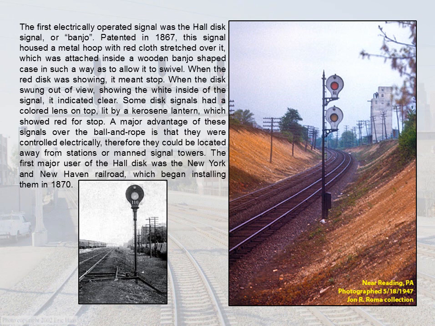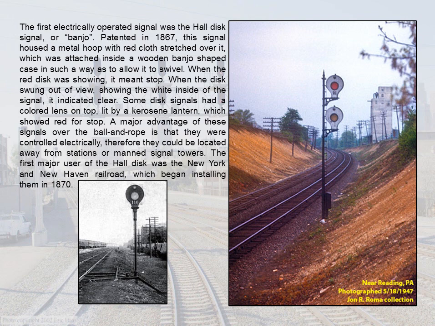The first electrically operated signal was the Hall disc signal, or banjo. Patented in 1867, this signal housed a metal hoop with red cloth stretched over it, which was attached inside a wooden banjo-shaped case in such a way as to allow it to swivel. When the red disc was showing, it meant stop. When the disc swung out of view, showing the white inside of the signal, it indicated clear. Some disc signals had a colored lens on top lit by a kerosene lantern, which showed red for stop.